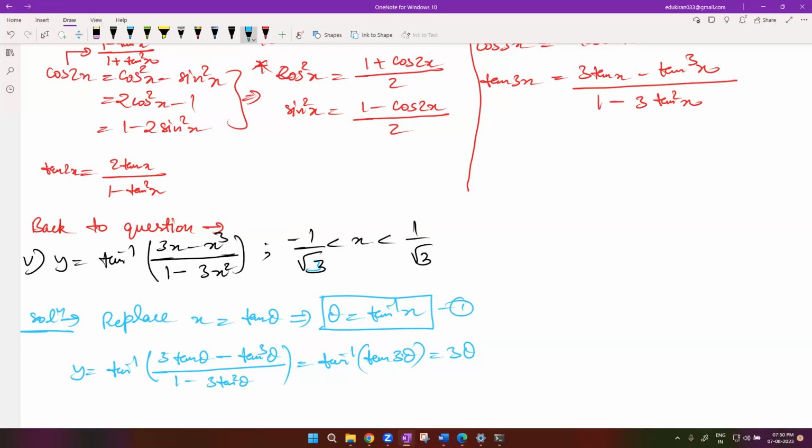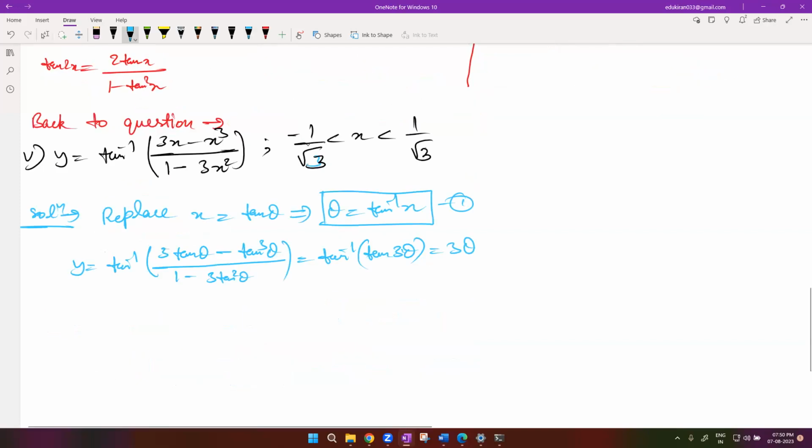So this is 3 theta, and theta is basically equal to tan inverse x. So y becomes equal to 3 of tan inverse x. Now to find dy by dx, we differentiate the whole function with respect to x. So this becomes 3 by 1 plus x squared, which is pretty simple compared to the chain rule.